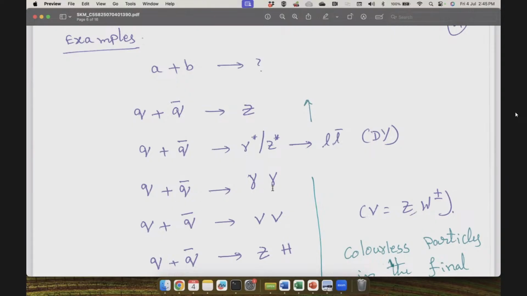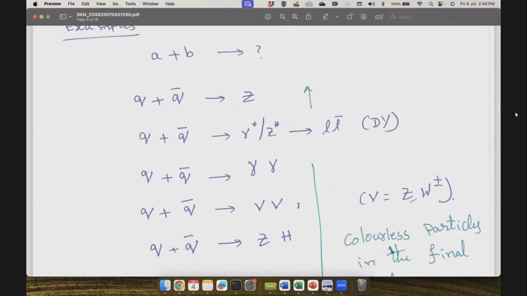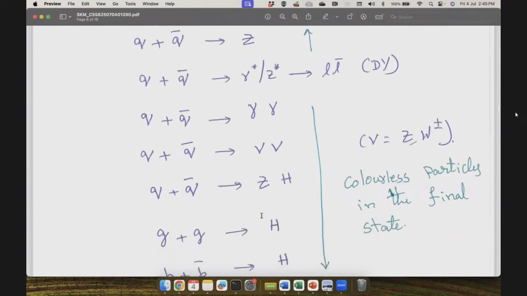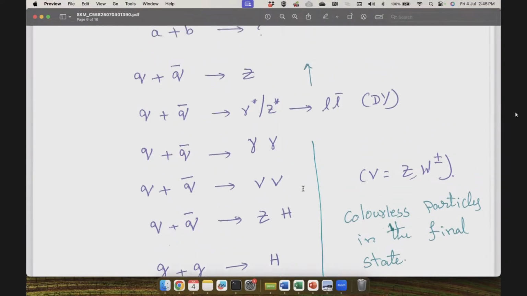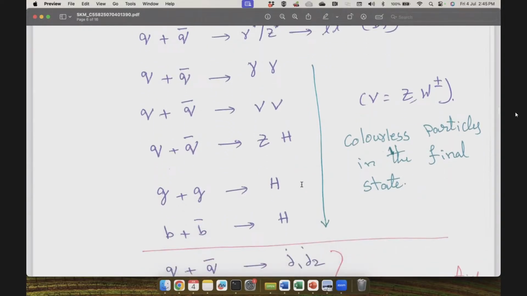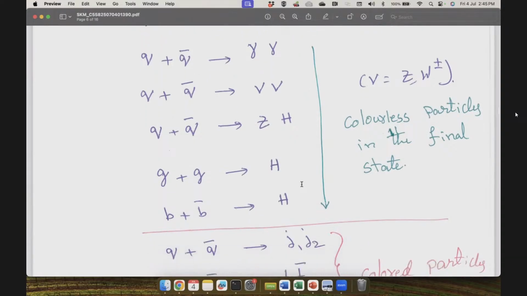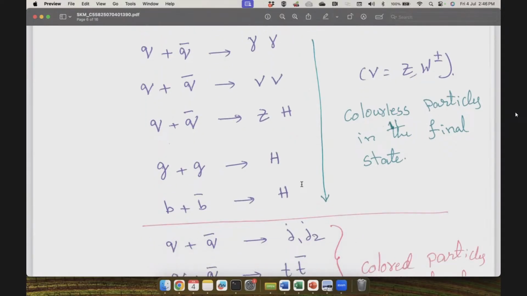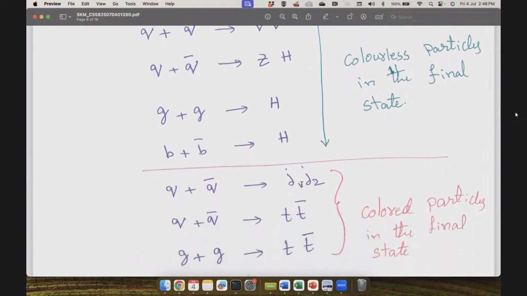Another example is production of two photons, diphotons, or production of two massive gauge bosons, either two Z bosons or W plus W minus, or production of a Z boson in association with the Higgs, typically the Higgs-Strahlung process, like a Bremsstrahlung process where a photon or a gluon is emitted from the underlying quark line. Similarly, a Higgs can be emitted from the Z boson. So this is called a Higgs-Strahlung process. Or you can have the on-shell Higgs production in the gluon fusion channel, or Higgs production in the B B bar annihilation. All these things are colorless particles in the final state.